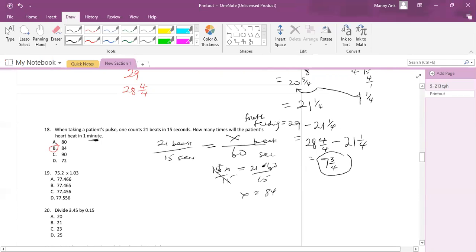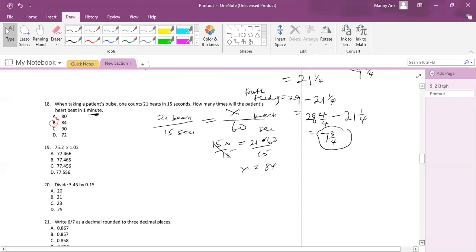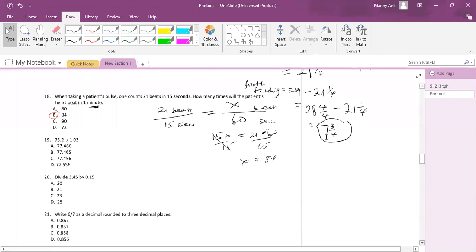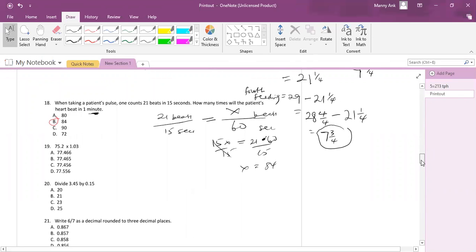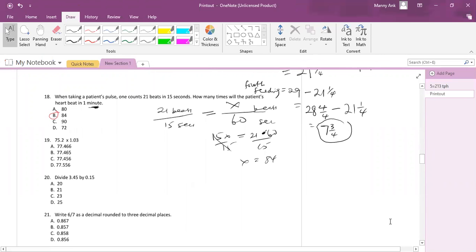Or as I said, just use your quick senses to do it. You know, how many 15 seconds you have in a minute, and then you have 4 of that. So each 15 seconds, 21, you just multiply by 4. Use anything that can help you answer questions fast.